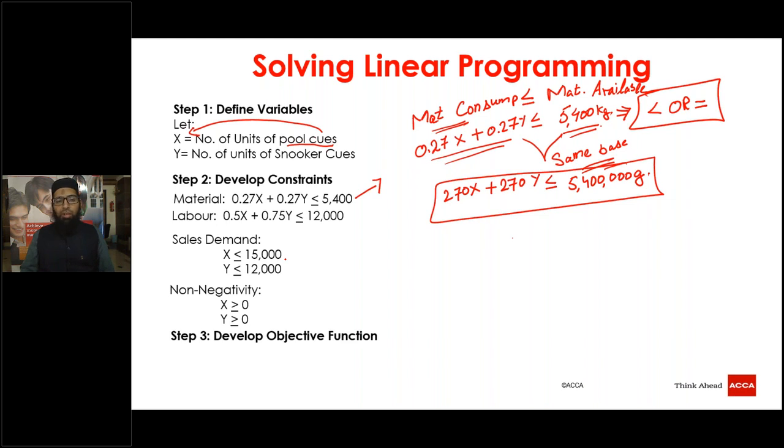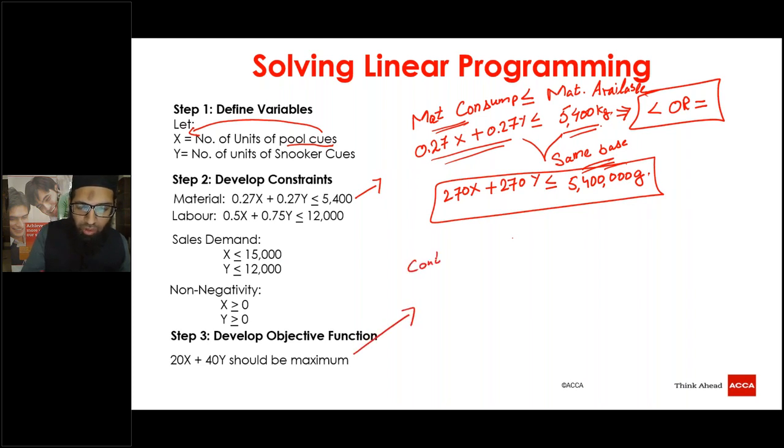Now what I do, I will develop the objective function. And the objective function can be done by contribution per unit of X into X plus contribution per unit of Y into Y.